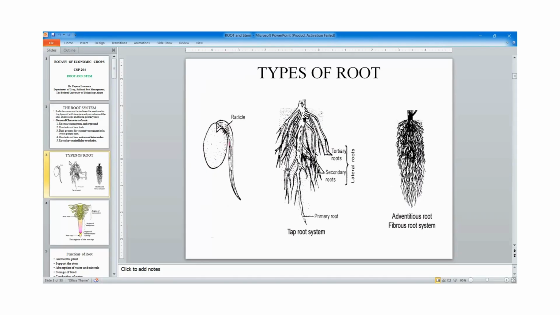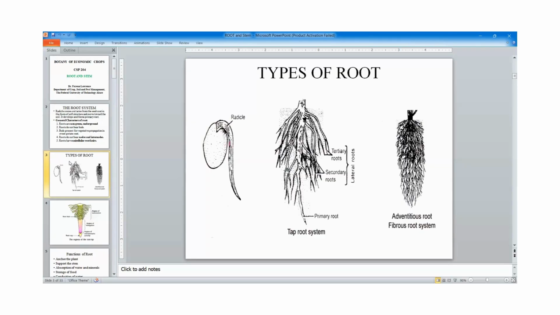Types of root. We have two main types of root system: the taproot system and the adventitious root or fibrous root system. The taproot system develops from the radicle. It comprises the primary root, which is the main one from the radicle. Then the branches from the primary root lead to secondary roots. The branches from the secondary root lead to tertiary roots. All of them form what we call lateral roots.